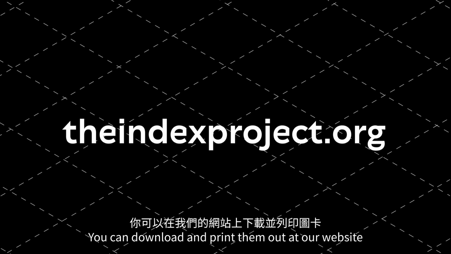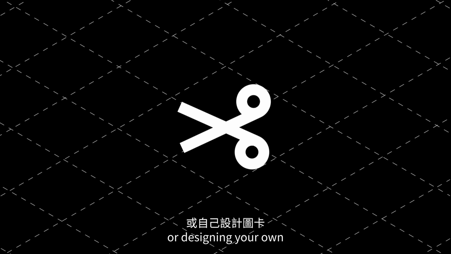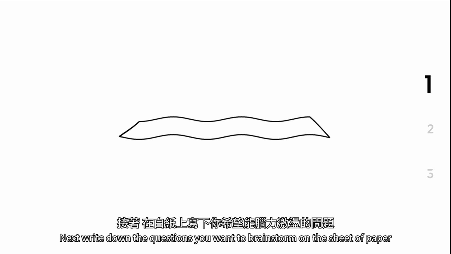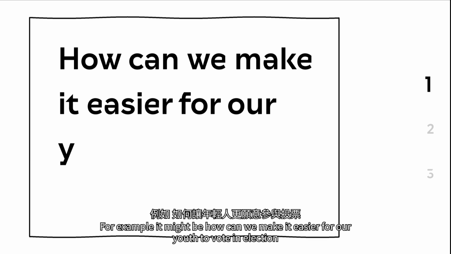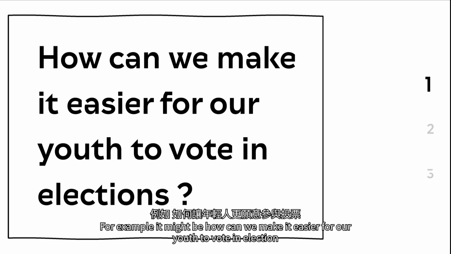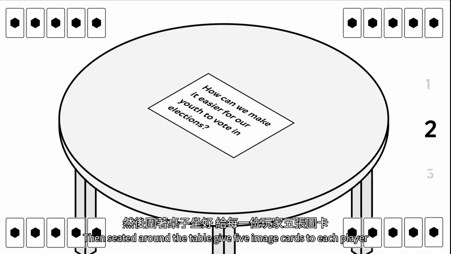You can download our printable deck from our website, or make your own picture cards by cutting out pictures from magazines or designing your own. Next, write down the question you want to brainstorm on the sheet of paper. For example, it might be, how can we make it easier for our youth to vote in elections? Then, seated around a table, give 5 image cards to each player.